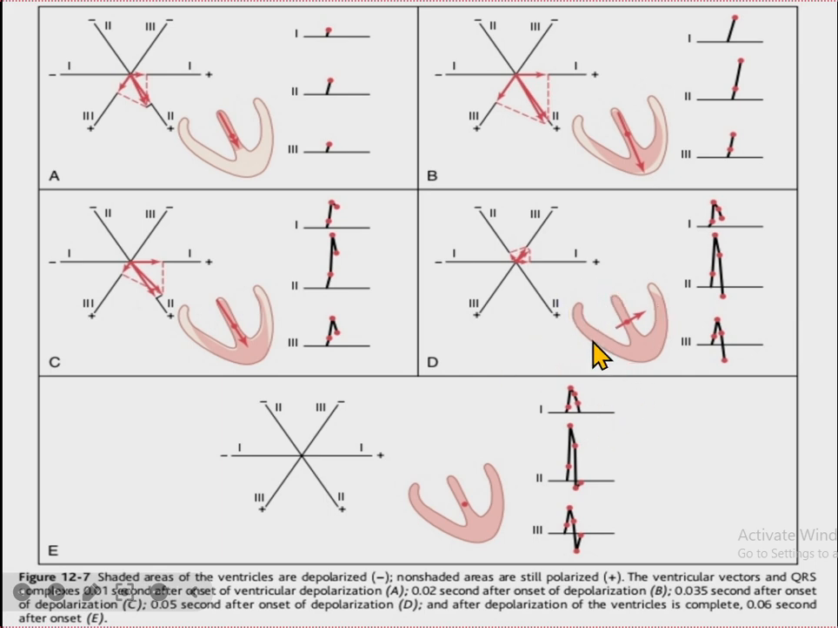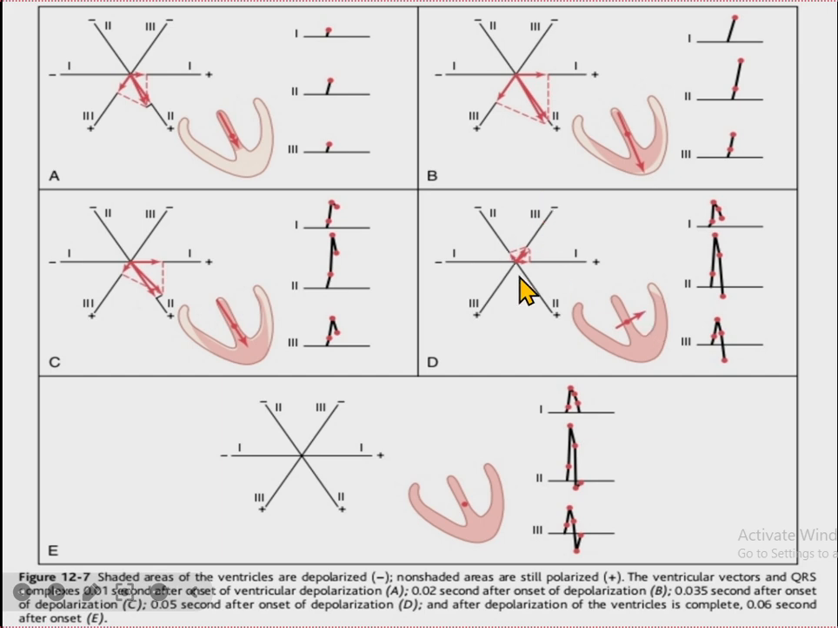At stage D, the right ventricle, since it is smaller than the left ventricle, has been fully depolarized. But part of the left ventricle is not. Meaning our main vector has now changed direction. Look at this arrow. Now most of the depolarization wave is moving towards the left. You are seeing that. It is moving now in this direction.